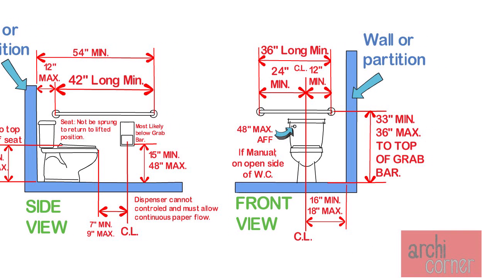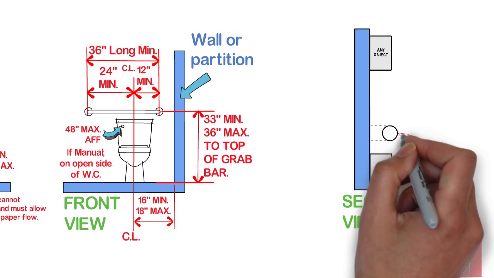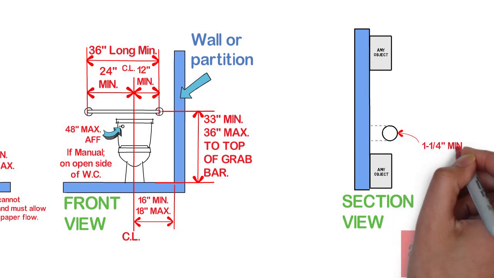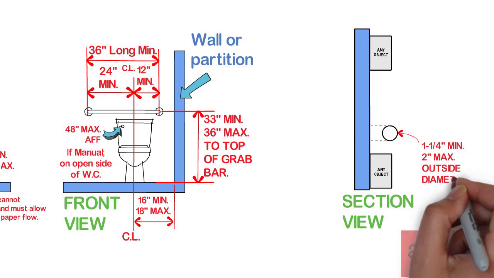Now let's see a section of an enlarged grab bar to understand other requirements. Circular grab bars are required to have a 1 1/4 inch minimum and up to 2 inch maximum outside diameter.